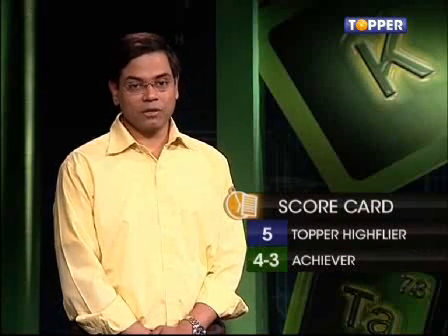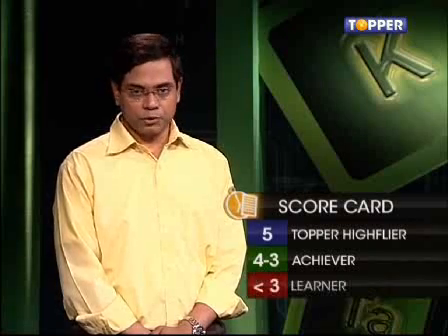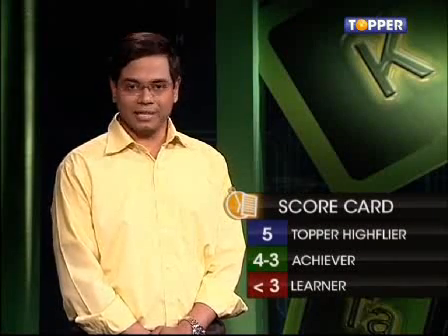If you got 5 on 5, you are a high flyer. You are all set to rock in your exams. If you got between 3 or 4, then you are an achiever. And if you haven't scored above 2, then consider yourself still a learner.